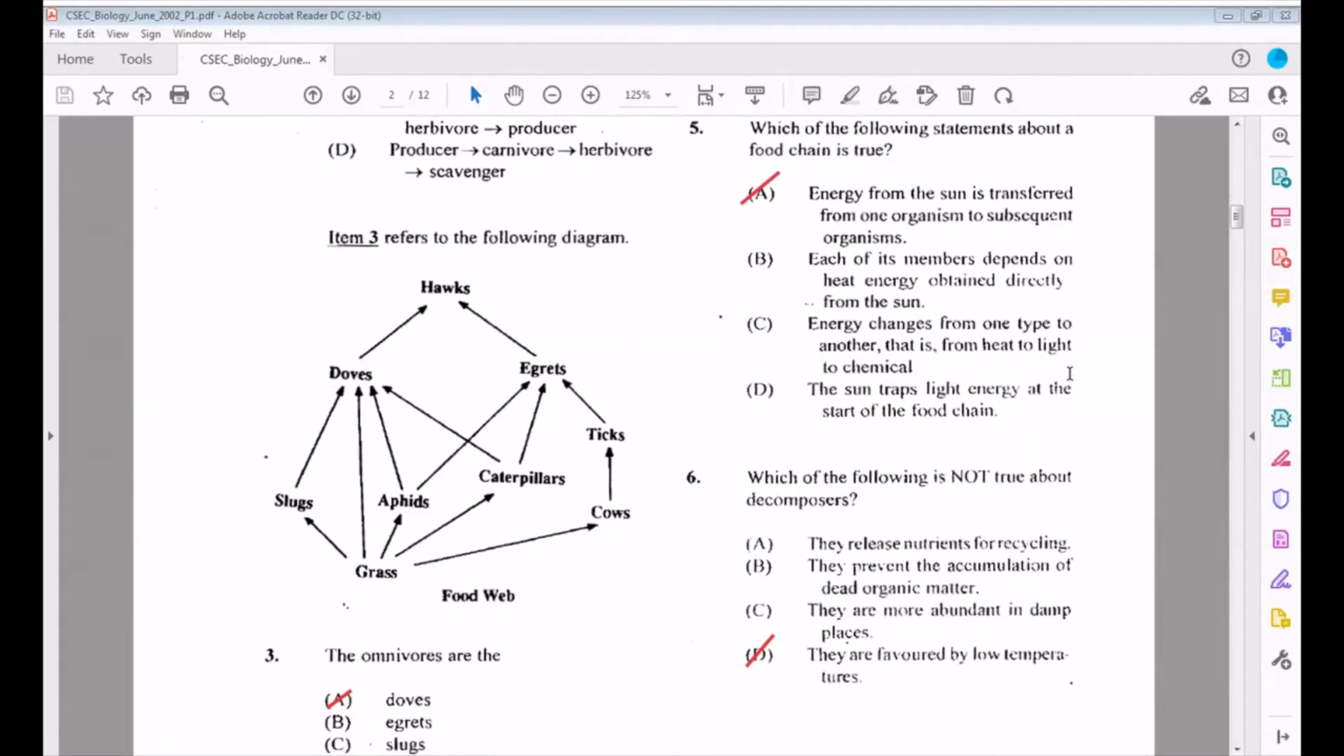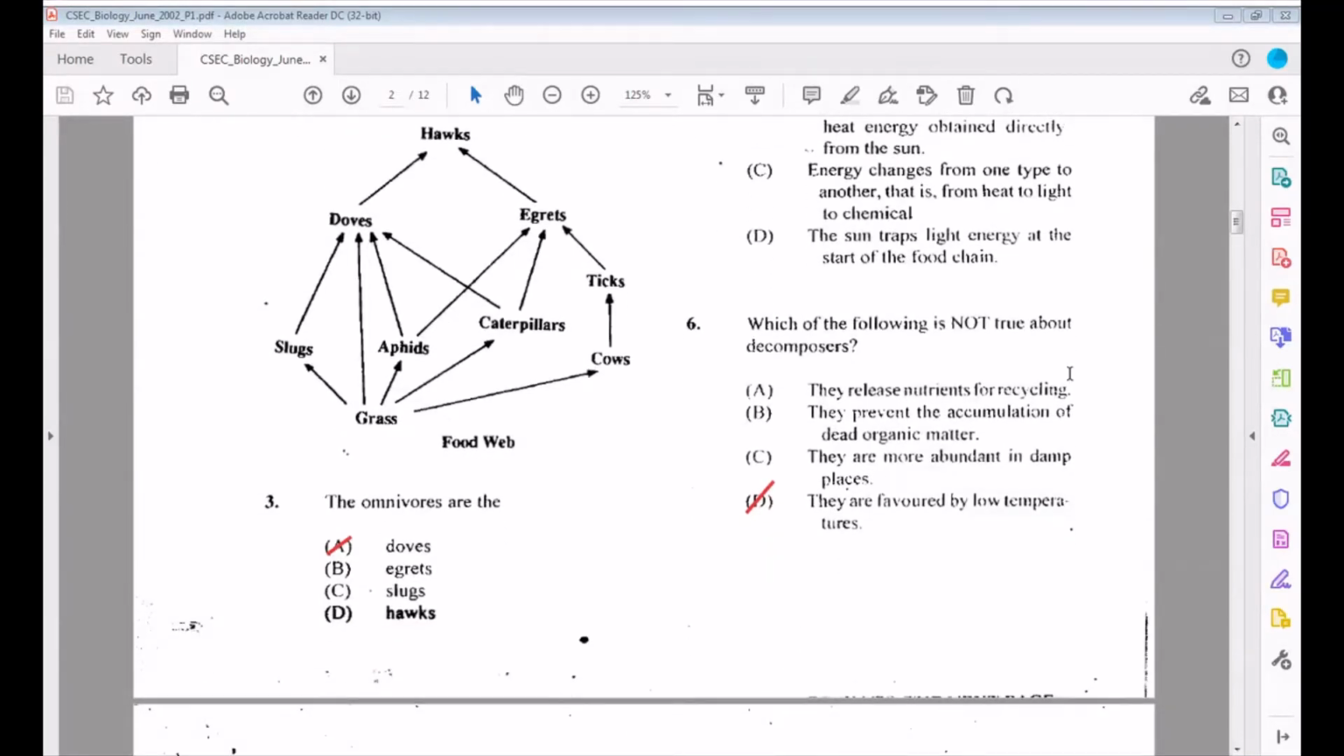5. Which of the following statements about a food chain is true? The answer is A. Energy from the sun is transferred from one organism to subsequent organisms. And this is because the plant takes in the energy from the sun to help make the glucose, and then it's that energy that is transferred to the other organisms.